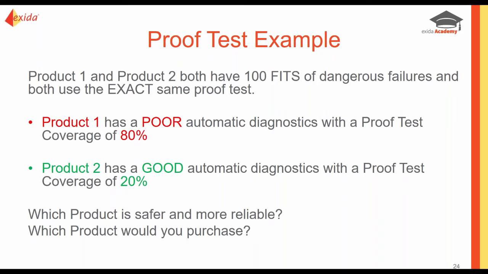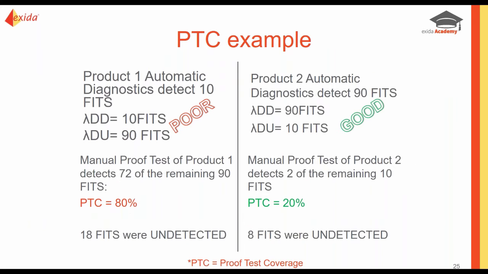So we have two products, and you're going to do the same proof test. The first product, let's say, has poor automatic diagnostics, and you're going to have a proof test coverage of 80%, whereas product 2 has good automatic diagnostics with a proof test coverage of 20%. If you just had that information and you didn't know more, you might make an assumption on what's safer or what's more reliable or even what to purchase. But before you make your decision on what's better, look at what you're left over with.